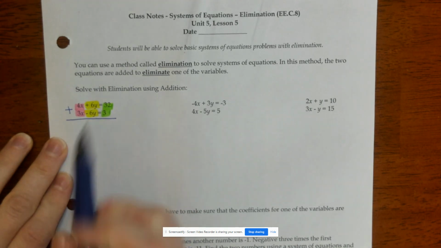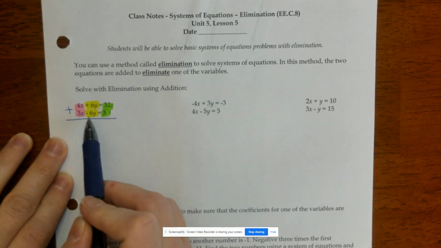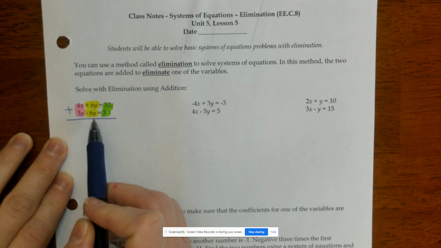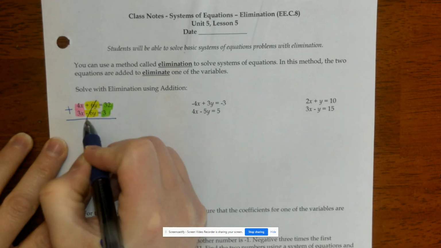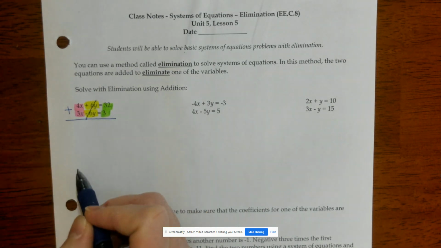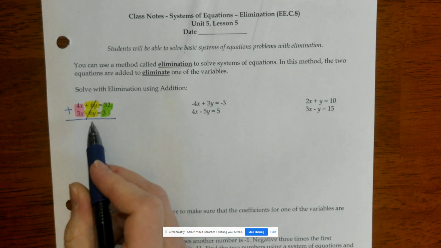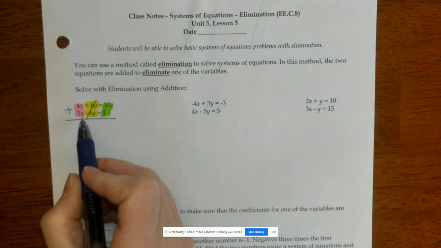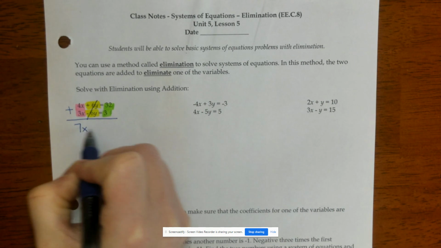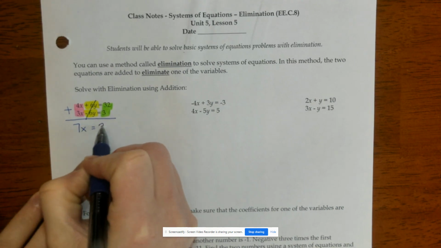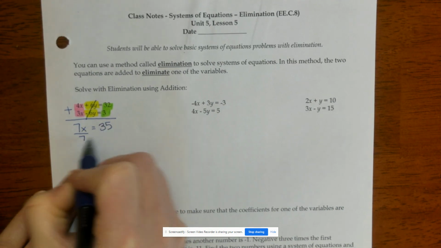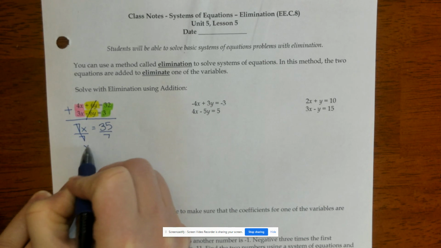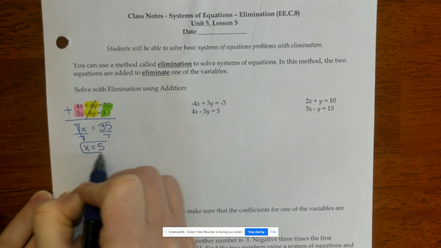And what we would notice is that there is a plus 6y with a minus 6y. And if I were to add them together, I would have no y's remaining. So elimination is a method where we get rid of a pair of terms right off the bat, and then we add the rest of them together. 4x plus 3x is 7x. 32 plus 3 is 35. And then we solve. In this case, I would divide both sides by 7 and get x equals 5.